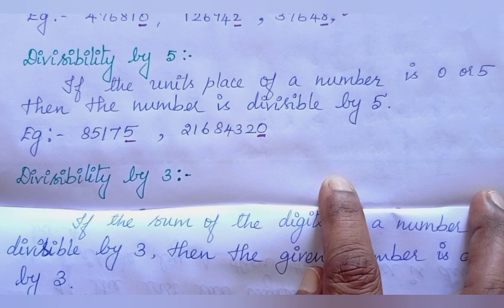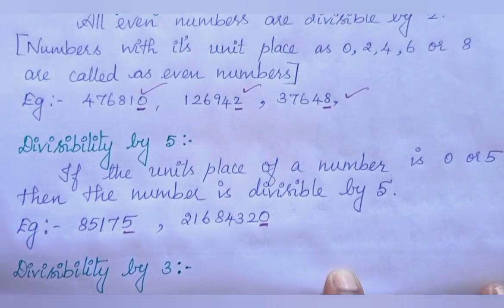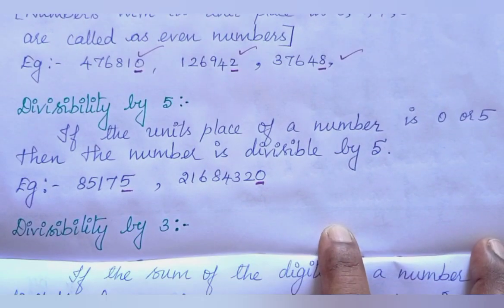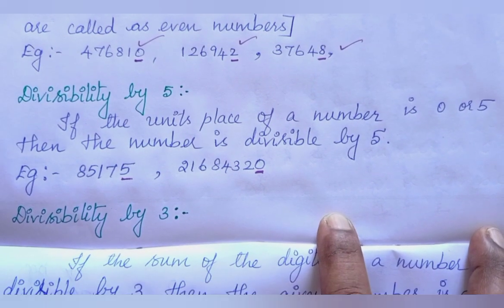We should know the divisibility rule of 10 also. If the units place of a number is 0, then that number is divisible by 10. And one more thing is that if a number is divisible by both 2 and 5, then that number will definitely be divisible by 10.